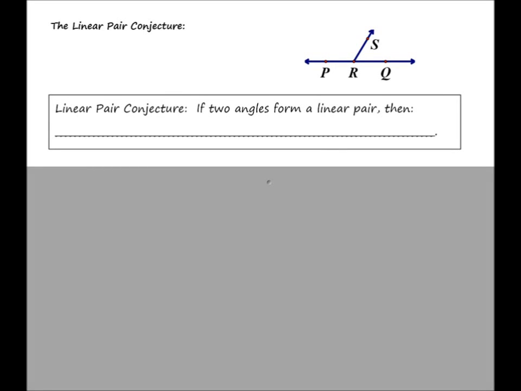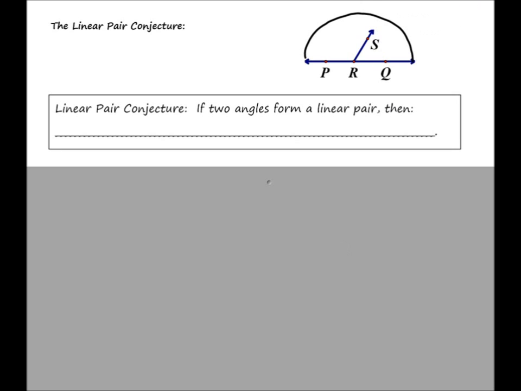Okay, so if you remember from the last video, we had what was called a straight angle. And I said if you were to measure the straight angle with a protractor, how much did it equal? Well, it was half a circle, so its measure was 180 degrees.